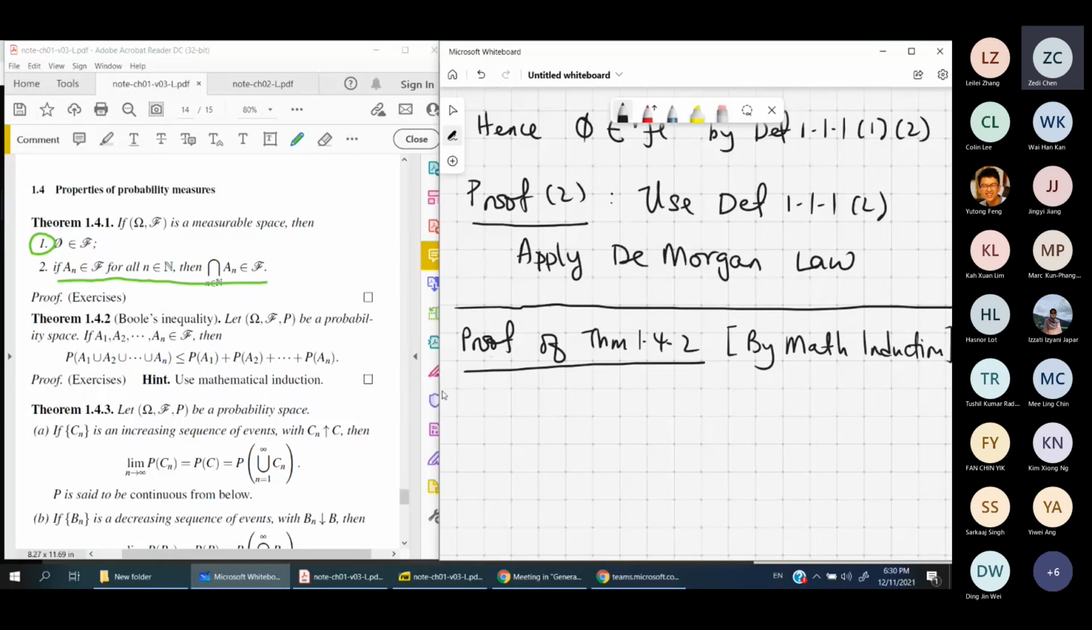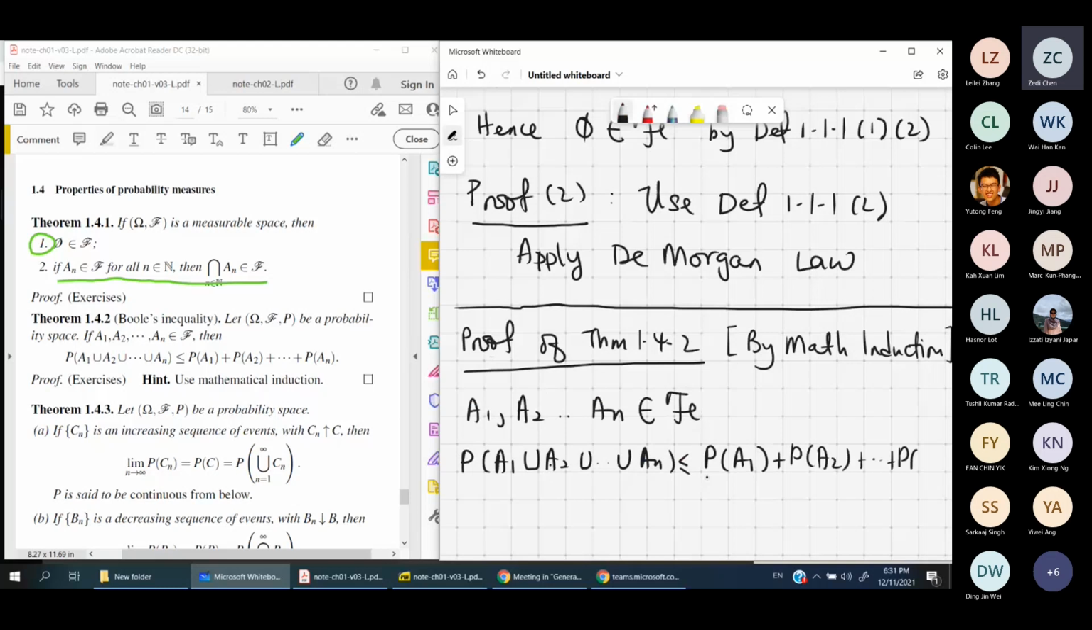First of all, we verify this for n equals 2. For n equals 2, you want to verify this equation. Maybe we write this statement out. If A1, A2 up to An are events, then P of A1 or A2 and so on. Let's say this is formula 1.